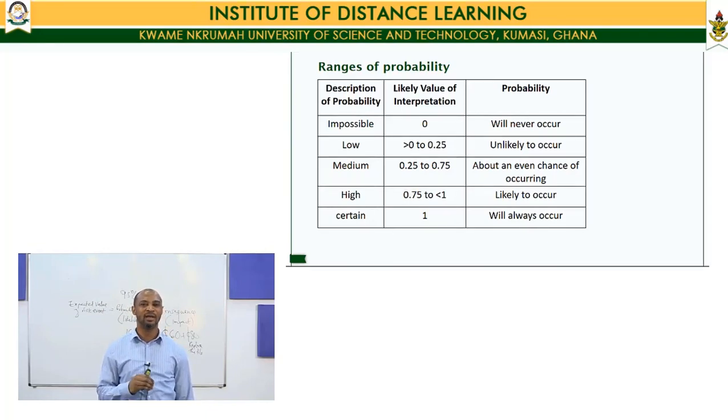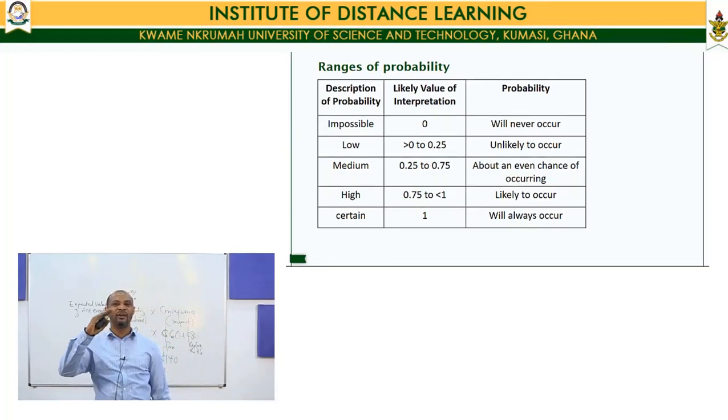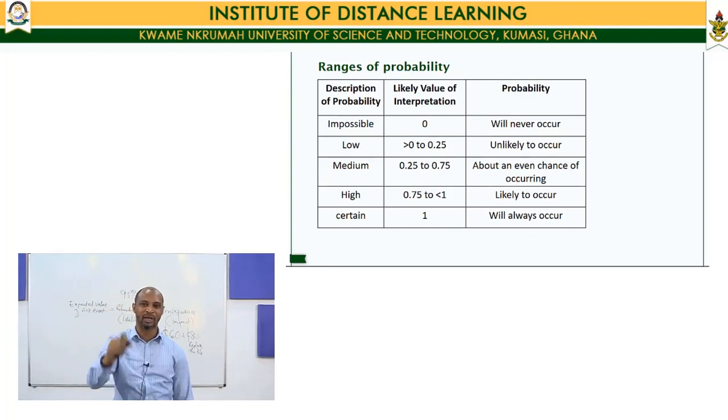However, if you give it a score between 25% and 75%, then there's an average chance of the event occurring. You are acknowledging that that event has the potential of occurring. However, when you give it a score of 75% to 100% or 99, then you are saying the likelihood of it occurring is very high. It is likely to occur. If you are certain that it will occur, you give it 1.